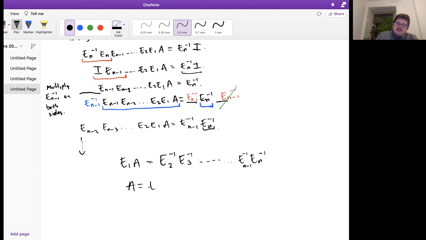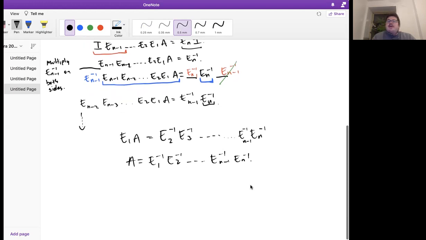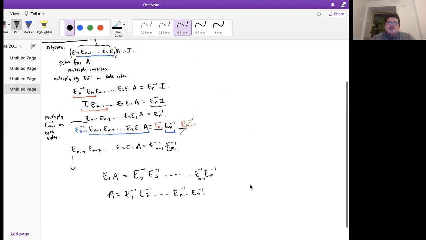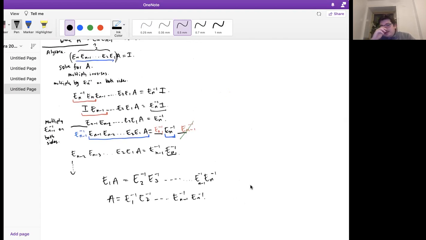And finally, A equals E1, E2, and then En. Okay, everyone see that? Can someone say what this implies? What was our first statement? It's that we had A times a bunch of elementary operations is equal to identity. And here we solved for A.